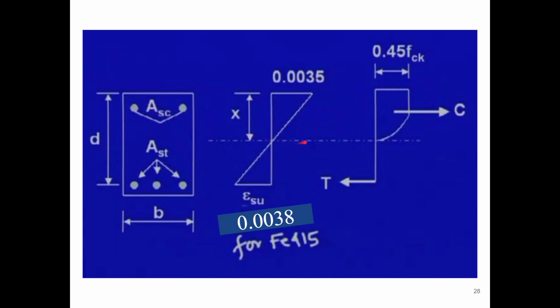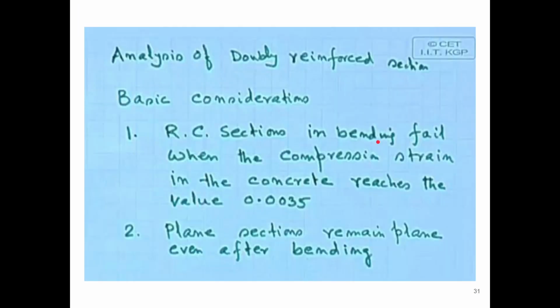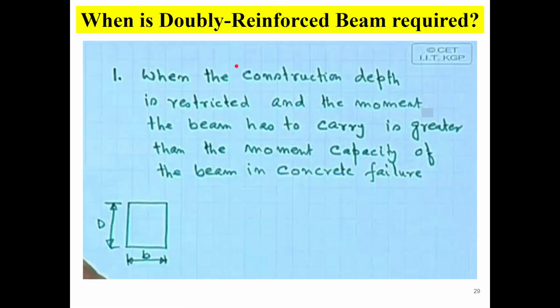Okay, so as you can see, we have discussed this earlier also. So now let us see when a doubly reinforced beam is required. Why is it required? There may be two reasons for which the doubly reinforced beam may be required. First, the main reason: when the construction depth is restricted, and the moment the beam has to carry is greater than the moment capacity of the beam in concrete failure.